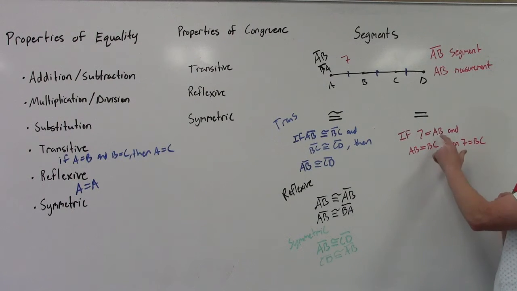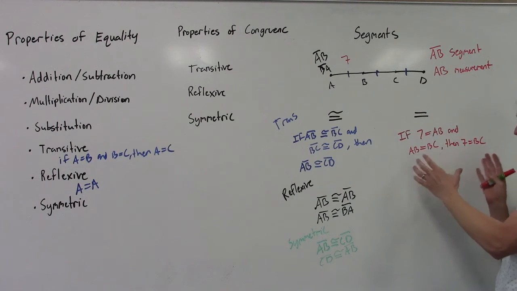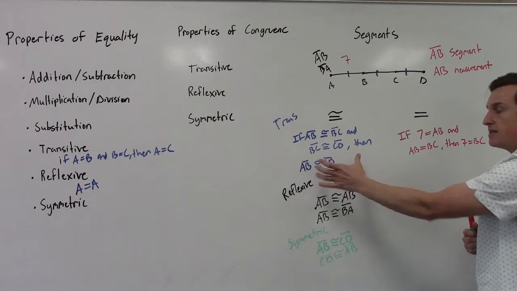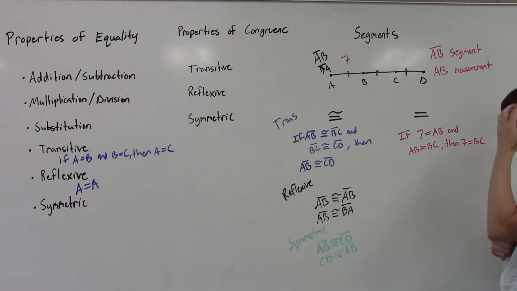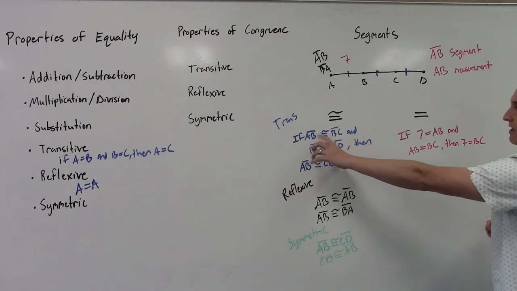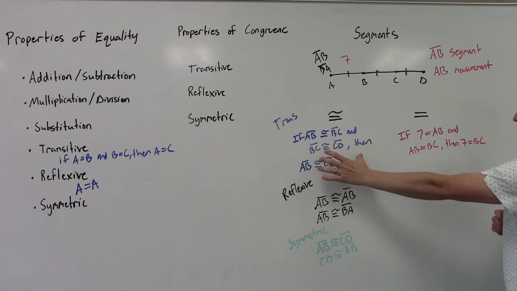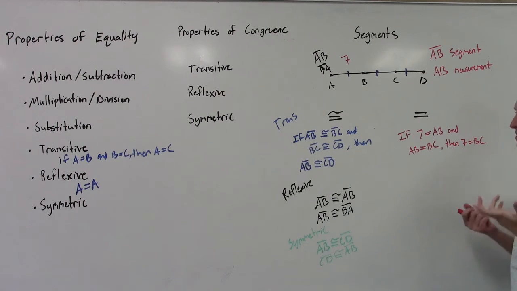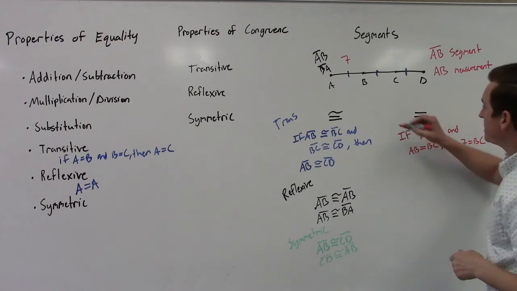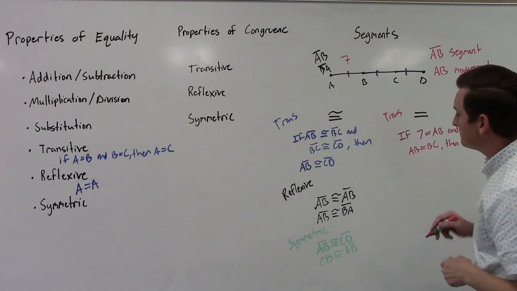This is equality. This is saying a segment measurement is a certain amount. This is saying congruence. This is actually saying there's a number attached to it. So notice that these guys have lines over the top. These guys don't. Here I'm using congruence, and here I'm using equality. But otherwise, it looks very similar. So that's kind of a transitive property.